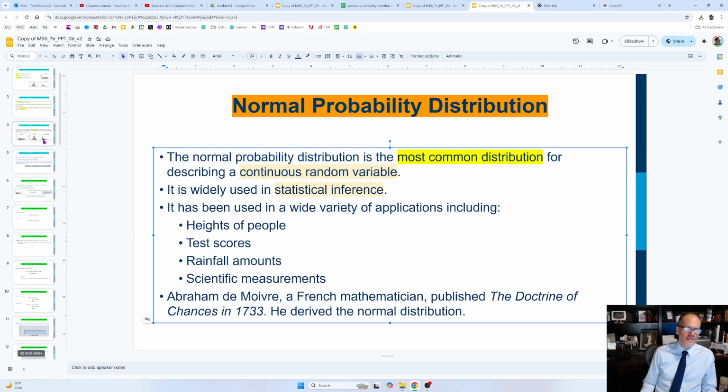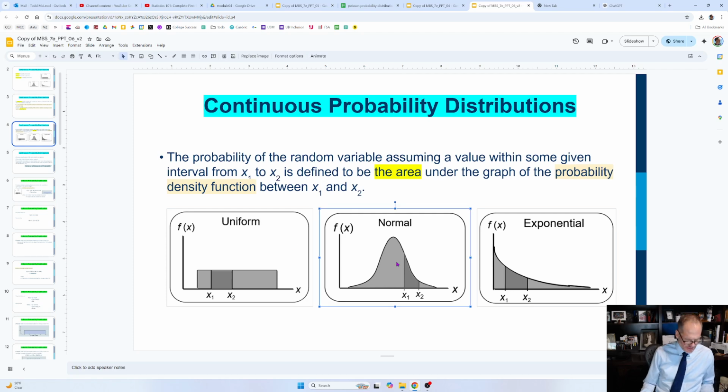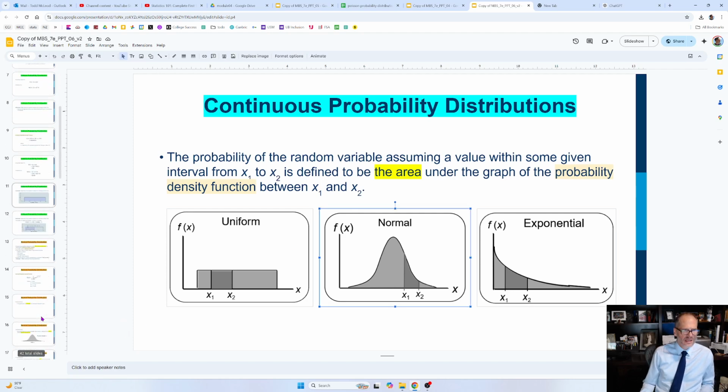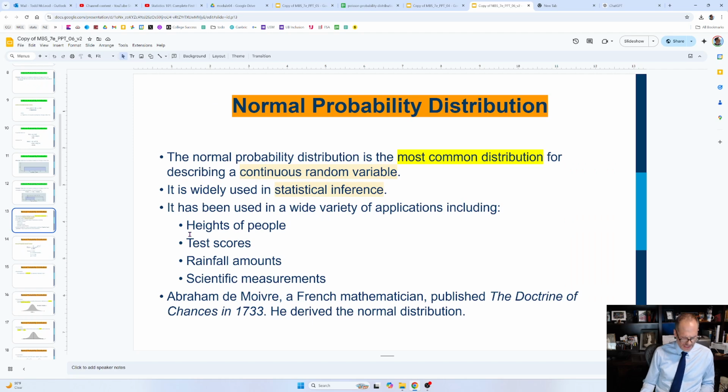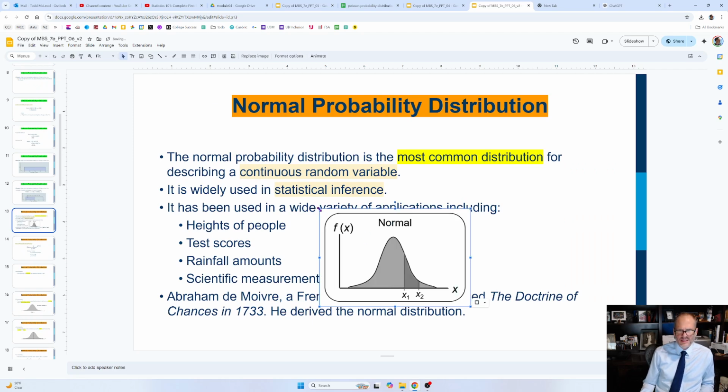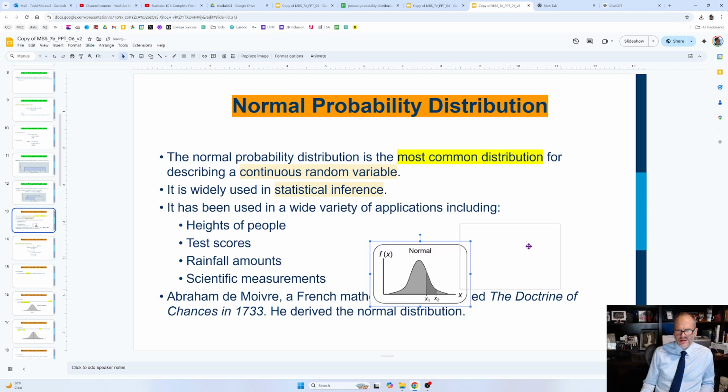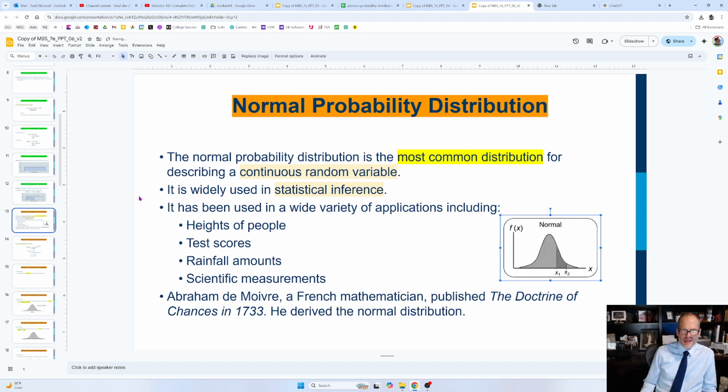Normal probability distribution looks like this. So I'm just going to bring this over here and put it onto the one that we're talking about. And I'll put that right there, and it's this bell-shaped curve, right? And it is widely used in statistical inference.